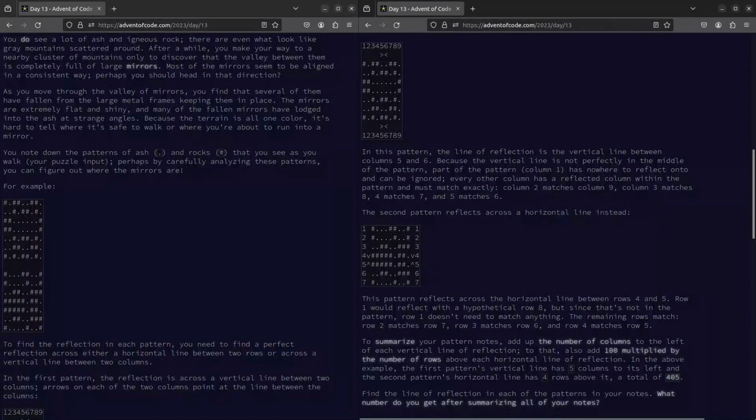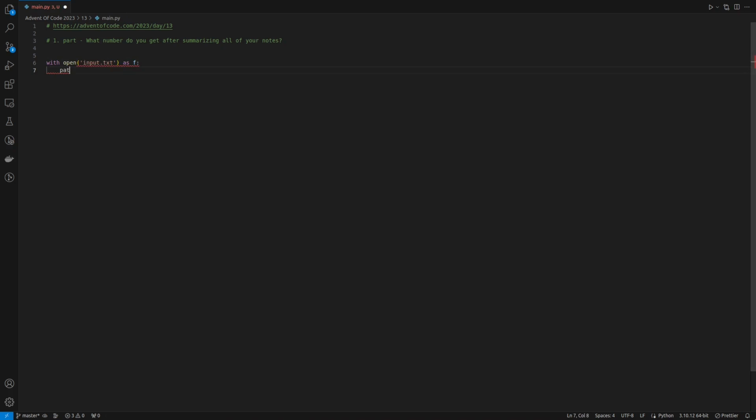To summarize our pattern notes, add up the number of columns to the left of each vertical line of reflection. To that, also add 100 multiplied by the number of rows above each horizontal line of reflection. First, I read the input line by line until I reach an empty line between patterns, and then I call a summarize function which returns either the position of a vertical line of reflection or 100 times the position of a horizontal line of reflection.